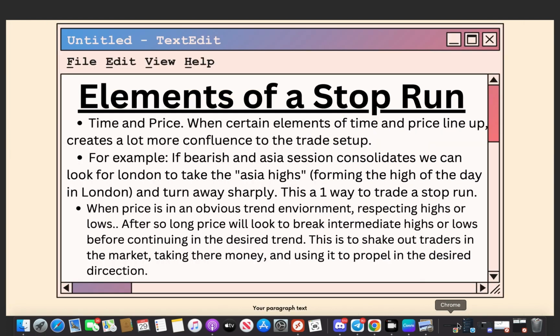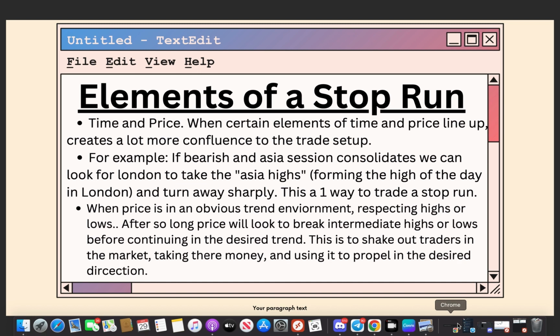So what are the elements of a stop run? Time and price, number one. When certain elements of time and price line up, it creates a lot more confluence to the trade setup. For example, if bearish and the Asia session consolidates, we can look for London to take the Asia highs, forming the high of the day in London, and turn away sharply. This is one way to trade a stop run.